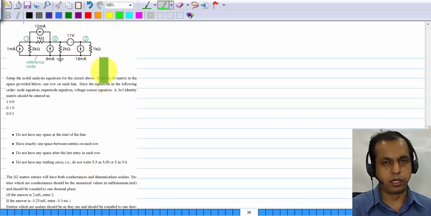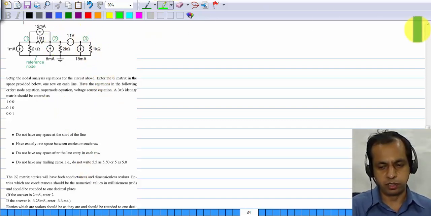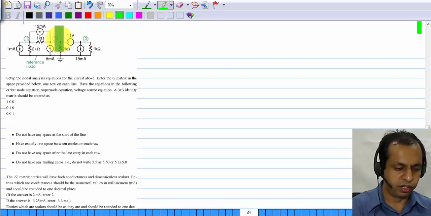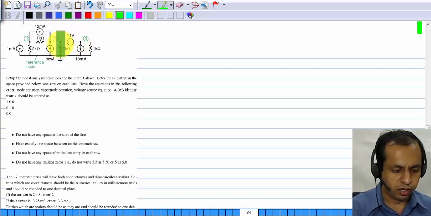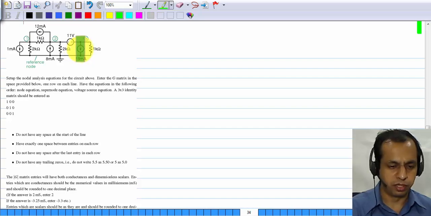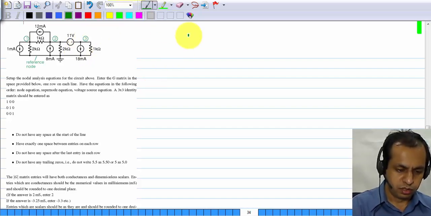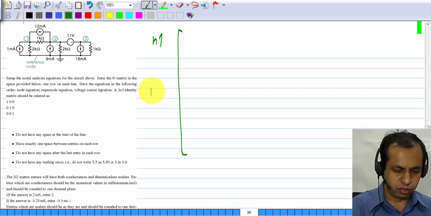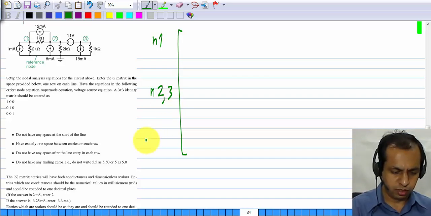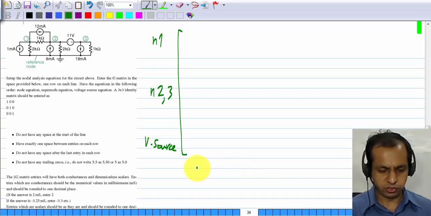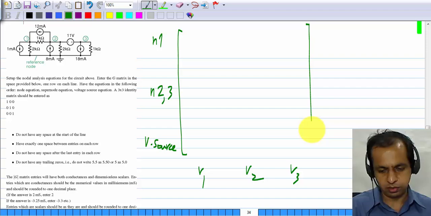Again, yet another nodal analysis setup, but this time we have an independent voltage source. So we have to treat 2 and 3 as a super node and write the voltage source equation separately. So there will still be 3 rows: node 1, node 2 and 3, the super node, and the voltage source. These are the 3 equations we will write. The first column will be the coefficient of V1, second one the coefficient of V2, third one the coefficient of V3, as usual.